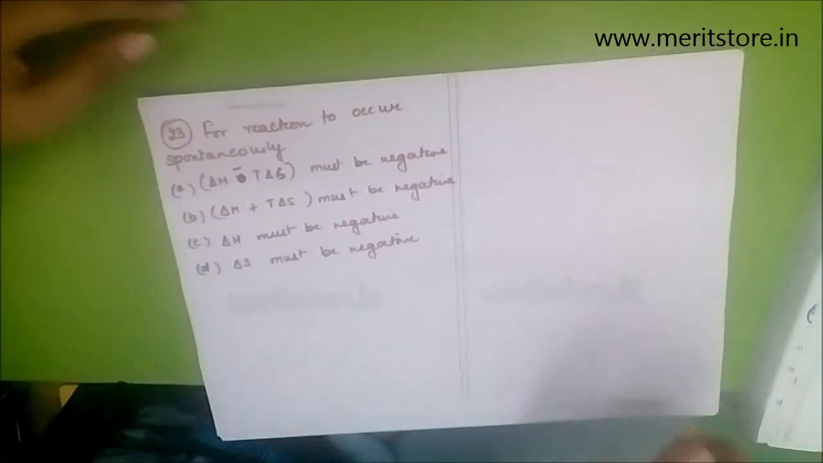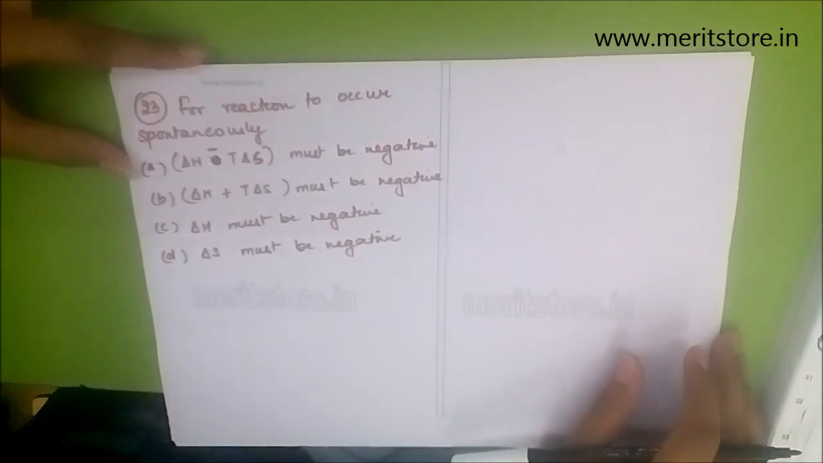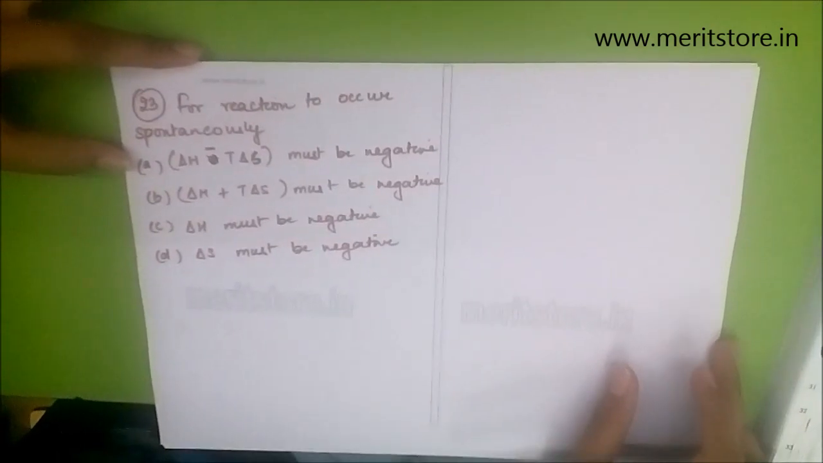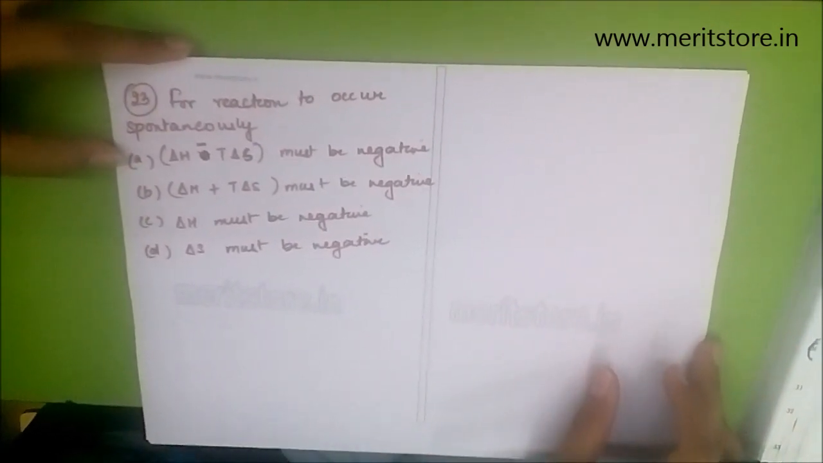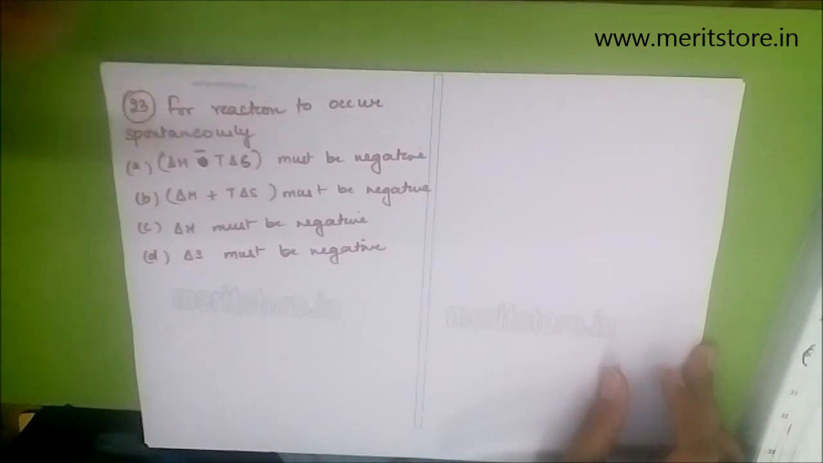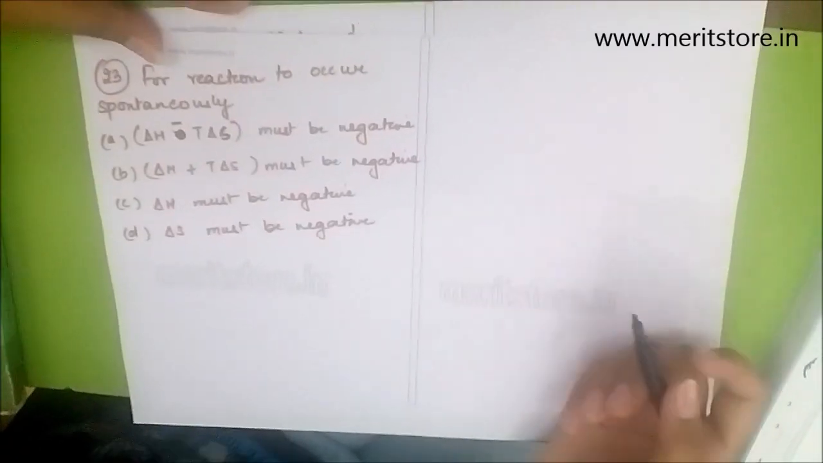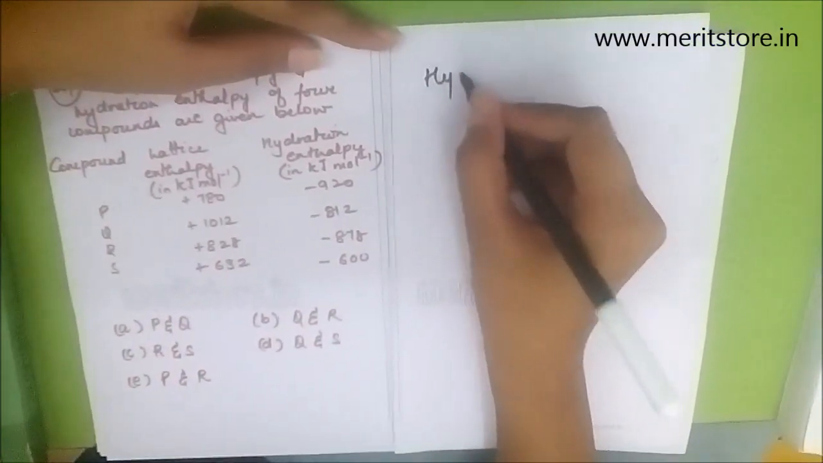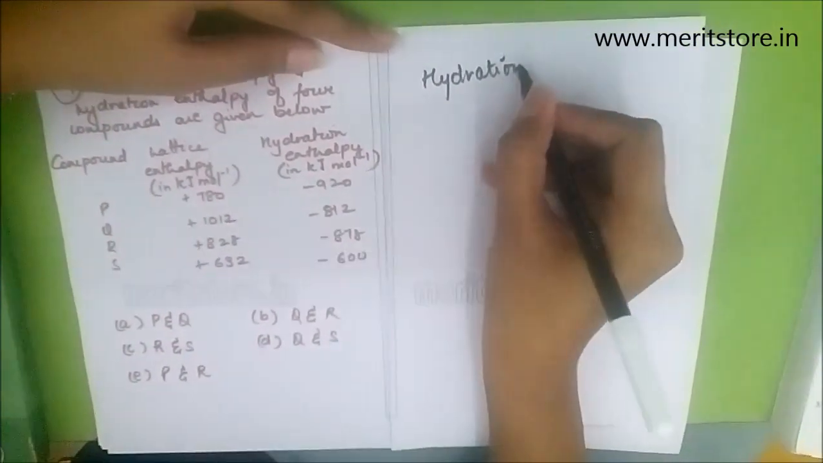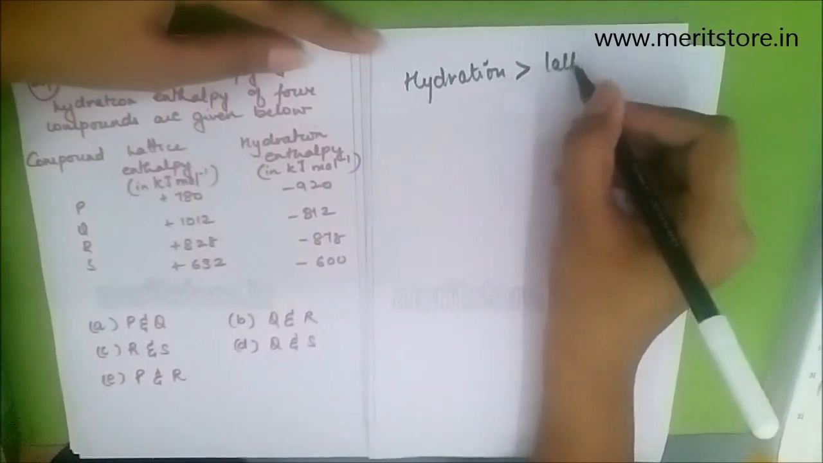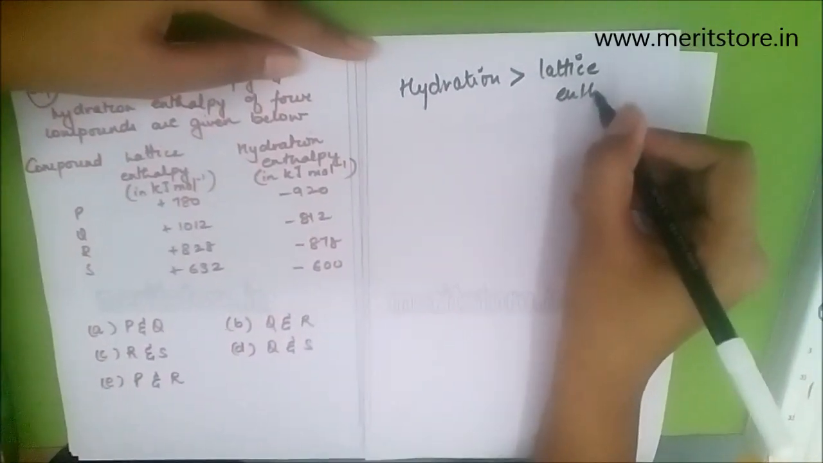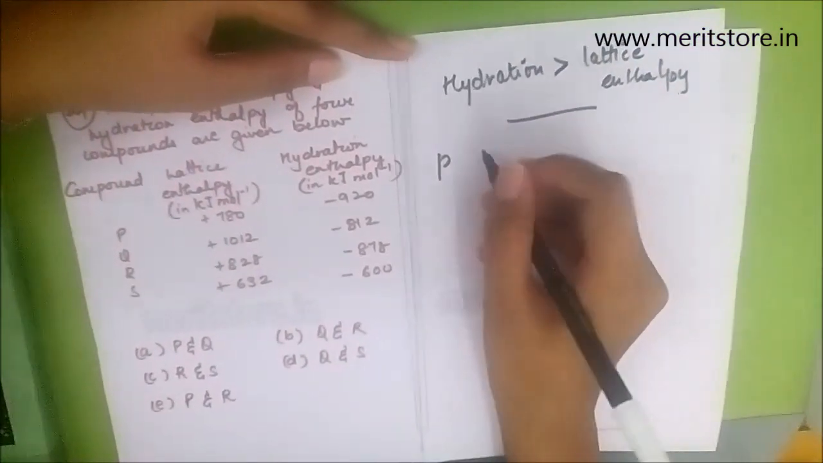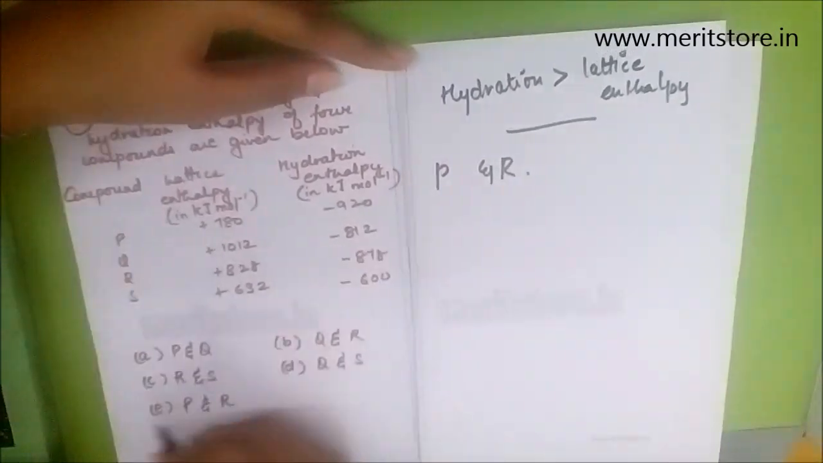For the reaction to occur spontaneously, delta H minus T delta S must be negative. Delta H plus T delta S must be negative. Delta H must be negative. Delta S must be negative. The correct option over here is the A option. Now here the hydration energy should be more than the lattice enthalpy, and this statement is applicable to P and R. So the correct option over here is P.